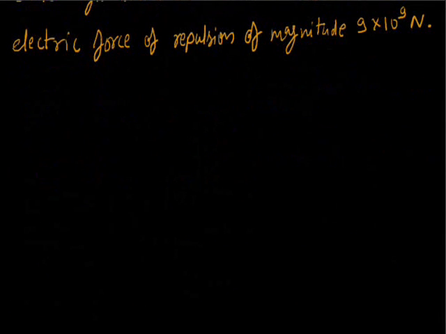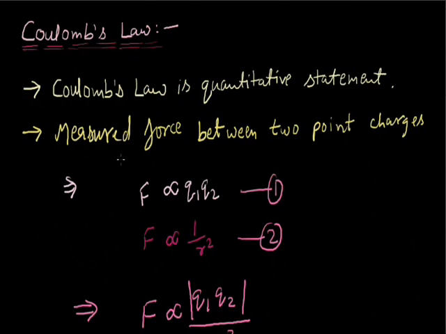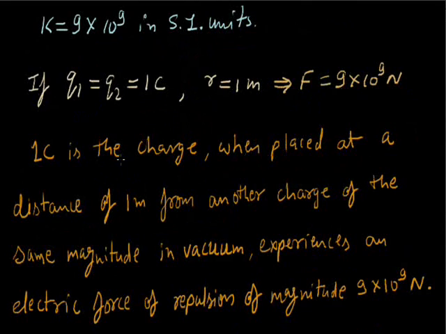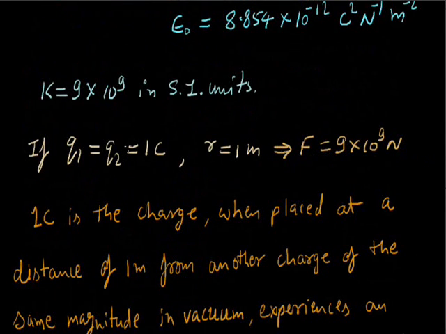Now we can write Coulomb's law in vector form. In vector form, Coulomb force will be equal to K Q1 Q2 upon r square into r cap. Let's assume we have two charges, one is Q1, another is Q2. In the next class, we will write about the vector form of Coulomb's law and we will solve certain questions.